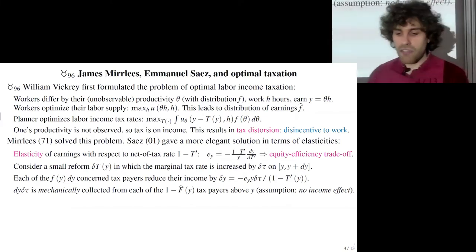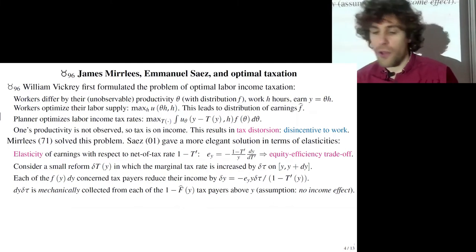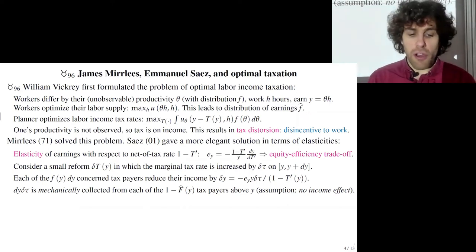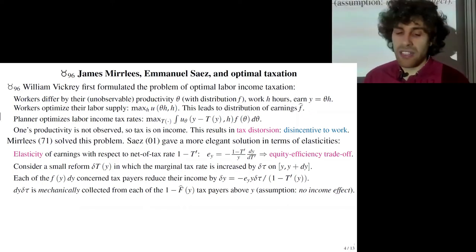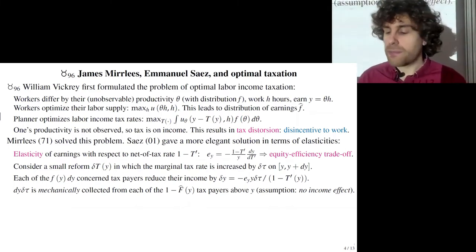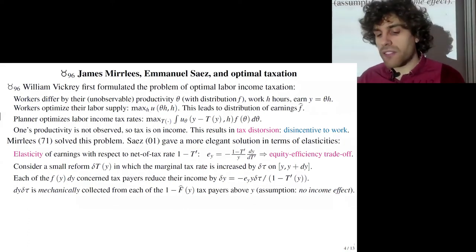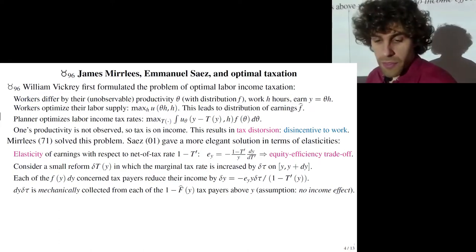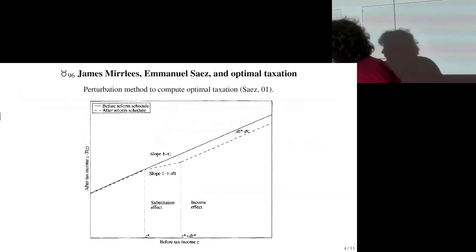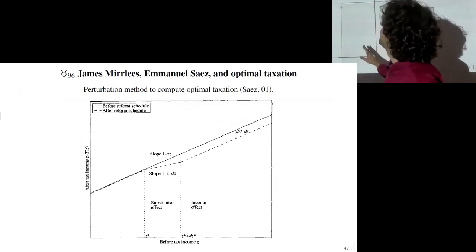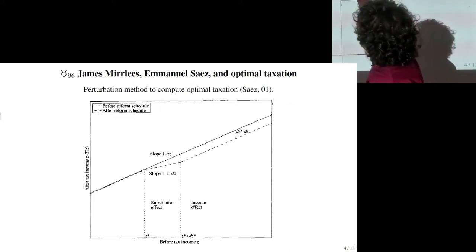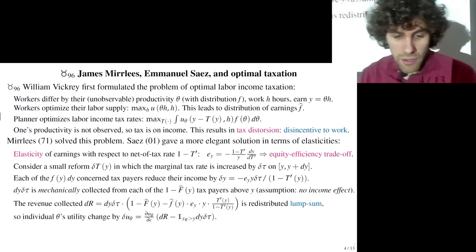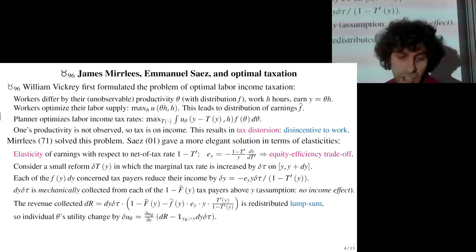Okay, so now you have several effects on the revenues that the government collects. You have a mechanical effect that y delta tau is collected from each taxpayer above y, and there are 1 minus F hat taxpayers above y. Here we assume that there is no income effect, so all people here will work as much as before, not more, and they will pay y delta tau more taxes. And then there is the substitution effect that I talked about.